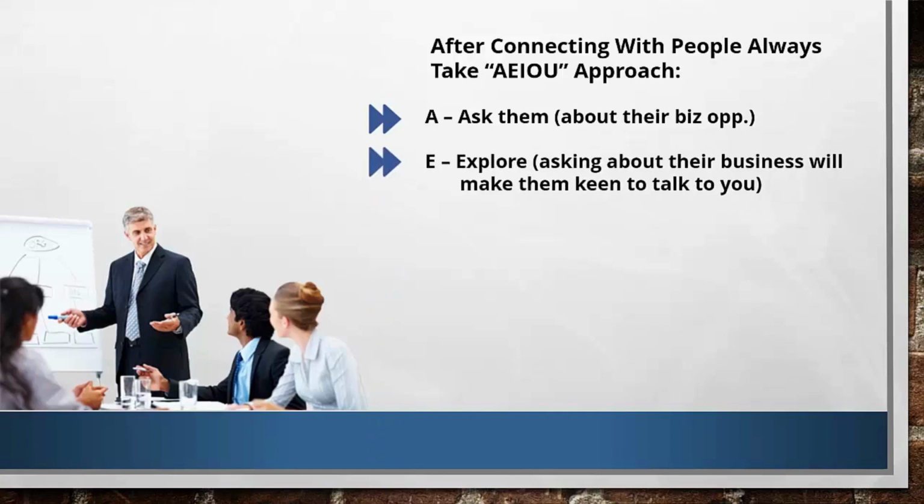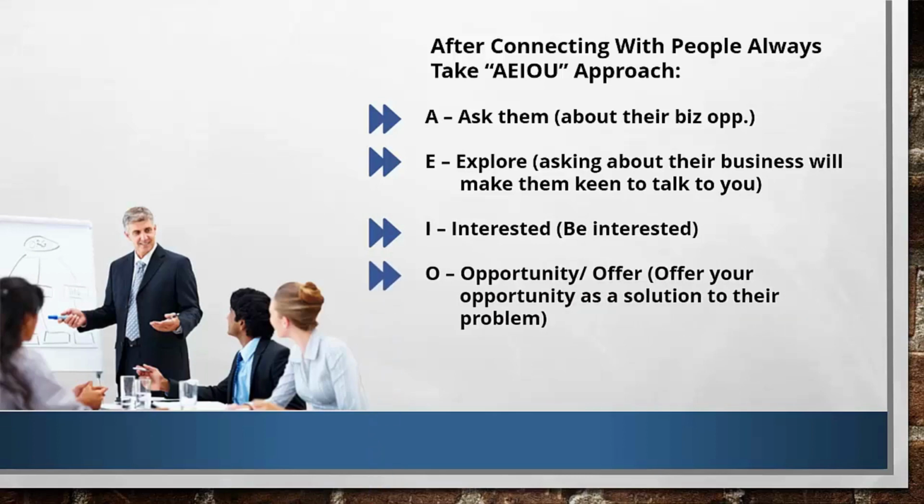You ask more about the business, their products, the comp plan, and even their success stories. When you do this, they'll feel that you are keen to listen to their business opportunity, which is also about themselves. I is feel and show that you are interested. You can do this by asking more questions that are connected to their business. Then O means offer or opportunity.